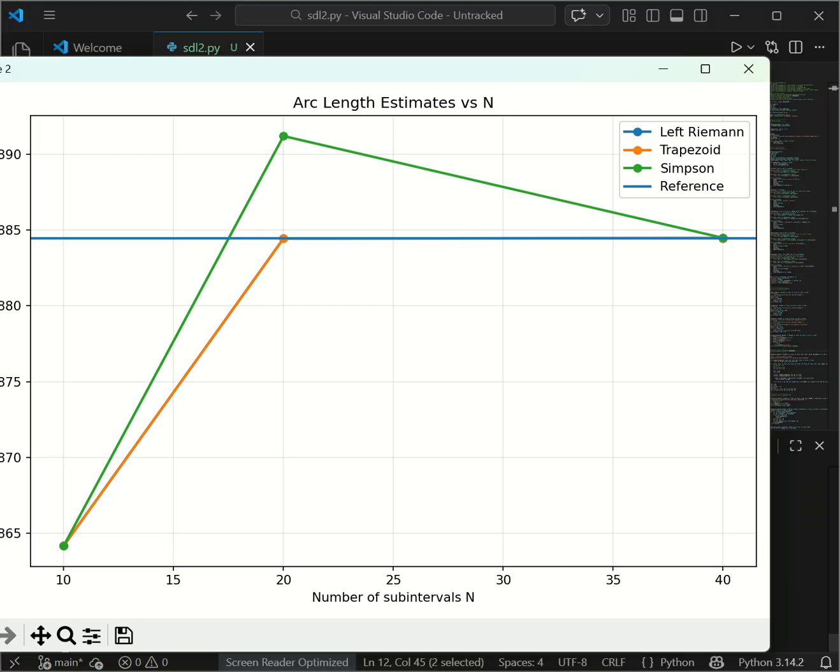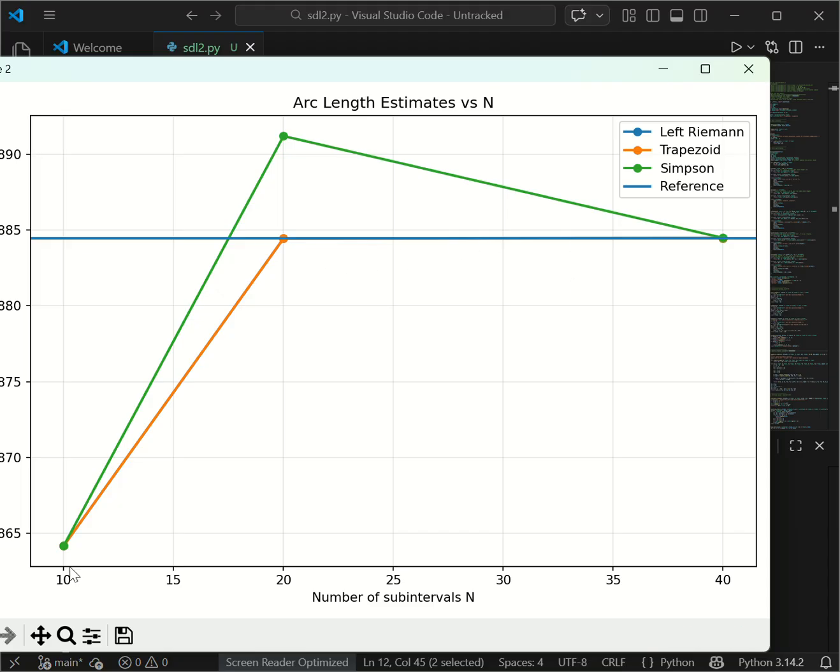So here is the first graph. We're looking at left Riemann, trapezoid, and Simpson's rule. For some reason, I can't get left Riemann to show up on the graphs. The horizontal line right here represents a high accuracy reference value.